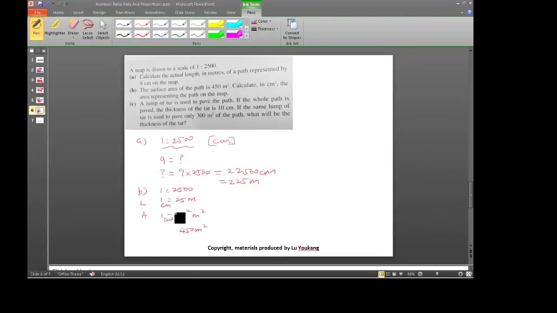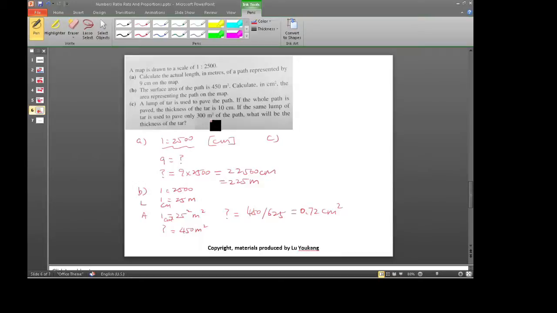Therefore, this time round, our question mark is equal to 450 divided by 25 to the power of 2. Therefore, is 450 divided by 625 equals to 0.72 cm square. Part C. So a lump of tar is used to pave the path, and this whole path is paved. The thickness of the tar is 10 cm, with the surface area of a path 450 meter square. So if the same lump of tar is used to pave only 300 meters square.